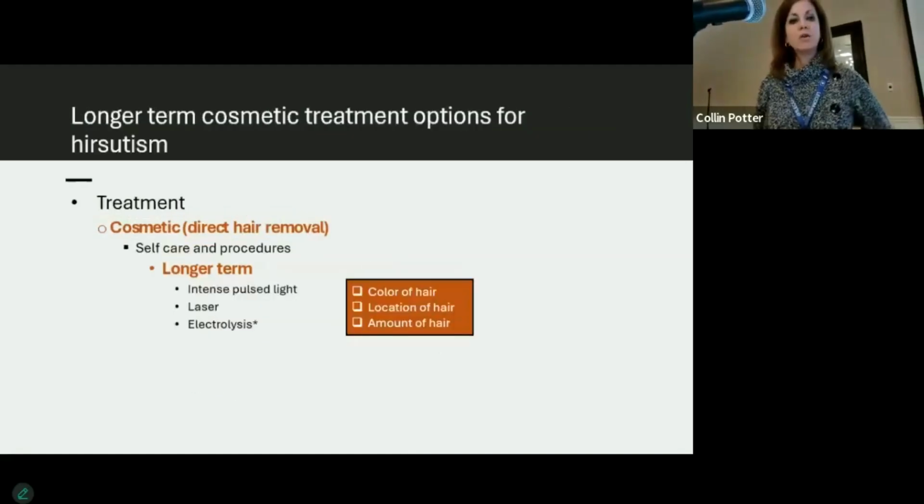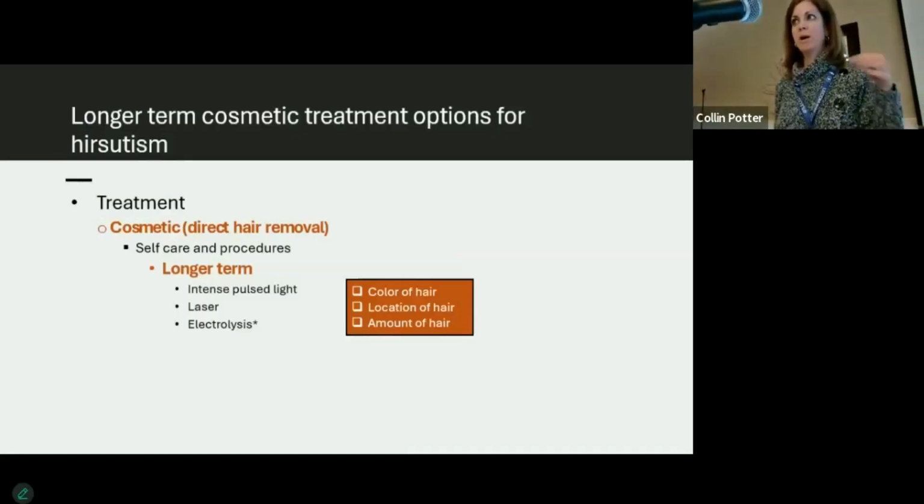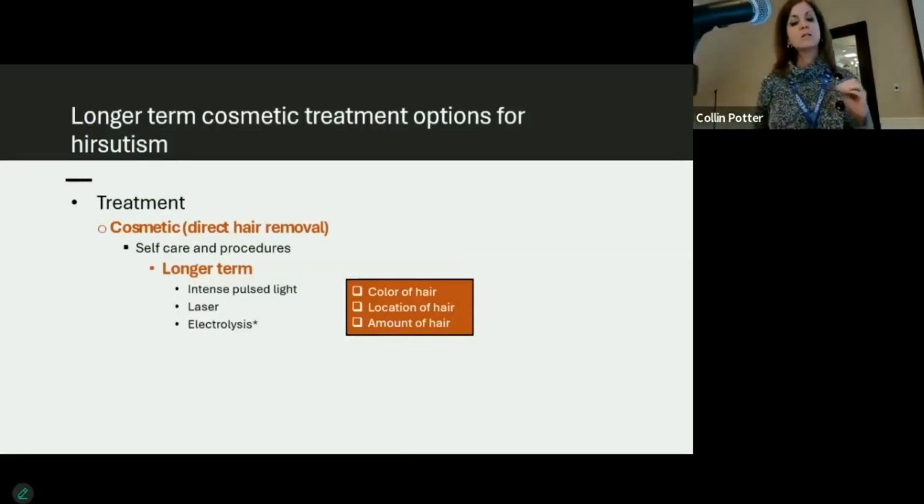Okay, so is there anything longer term? The intense pulse light, laser, and electrolysis. And I'll speak to in a subsequent slide why there's a star by electrolysis. It does depend on the color of the hair, the location of the hair, and the amount of hair.